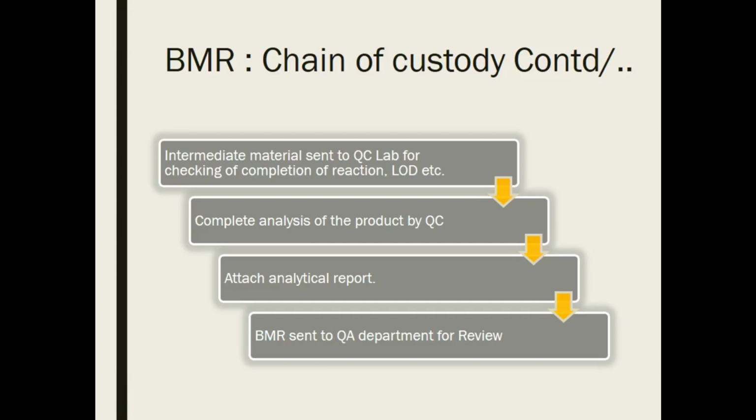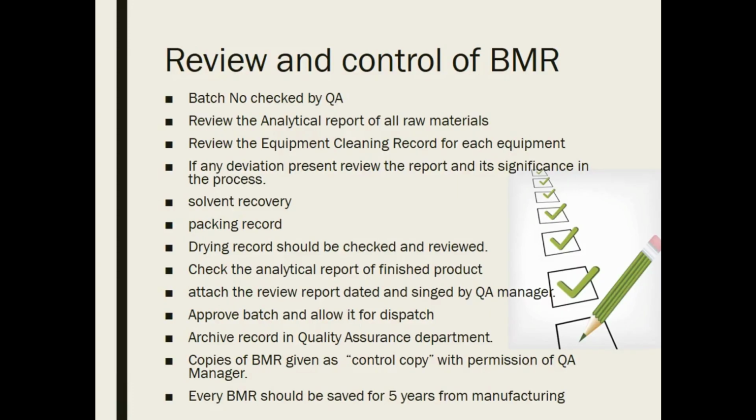After completion of every reaction in each of the particular reaction steps, the intermediate should be sent to the QC laboratory for testing. It's tested for reaction completion, which is normally, for example, loss on drying if we're looking for particular water content, or maybe GC for gas content or solvent content. After the final product is obtained, it's sent to the QC lab for full final product testing. And the analytical report is then completed and returned, attached to the batch manufacturing record. And finally, the batch manufacturing record is normally sent to the QA department for review and approval.